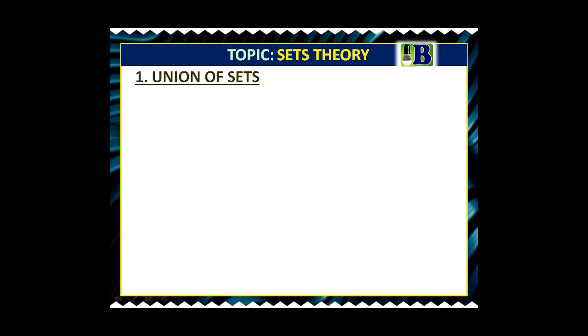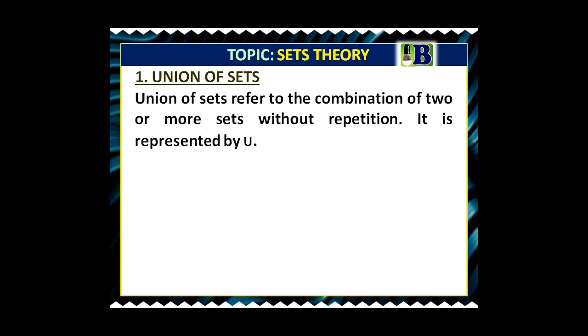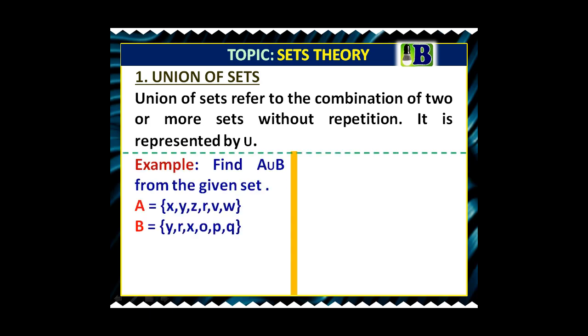Operation of set, we are going to start with the first one, which is called the union of set. Union of set refers to the combination of two or more sets without repetition. It is represented by the small letter u. We use examples to explain it so that you can understand it, because this one has to do with the mathematical operation. So everything we are going to do from here now, we'll talk a little bit about the theory, then we'll discuss more about the calculation aspects.